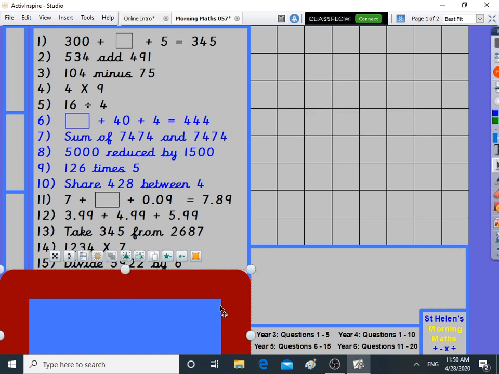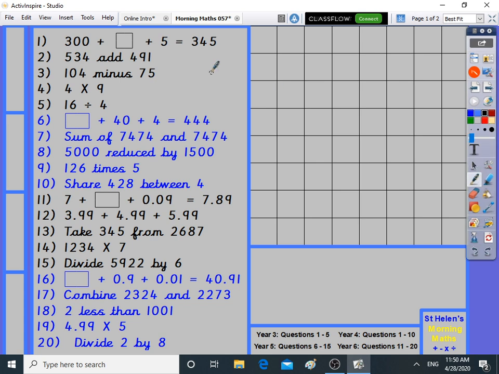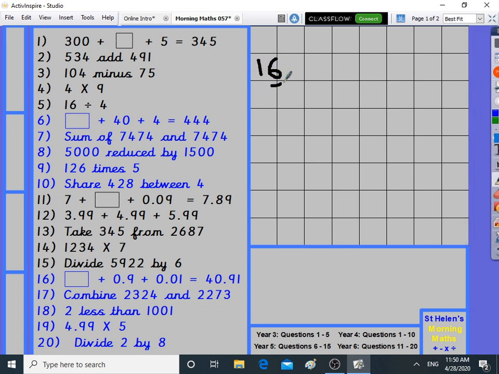I have to get rid of my nice West Ham colours. Let's go on to number 16. Something plus 0.9 plus 0.01, all of that apparently adds up to 40.91.